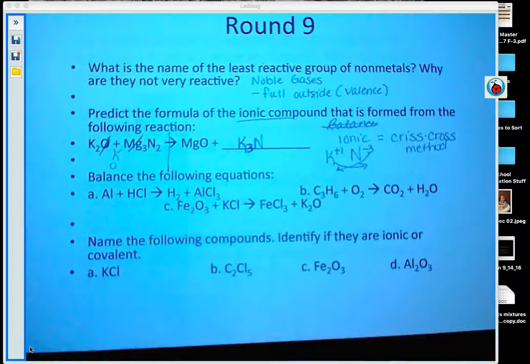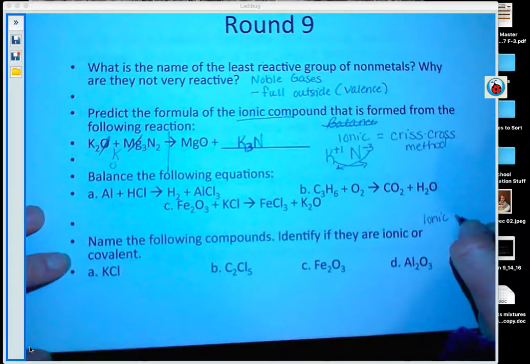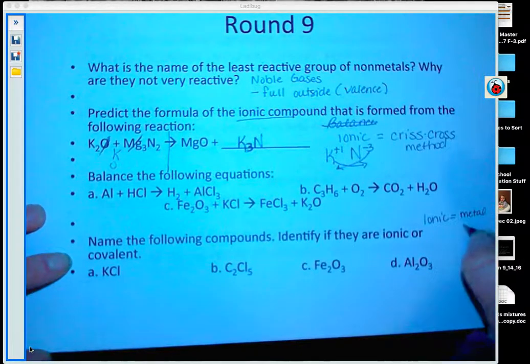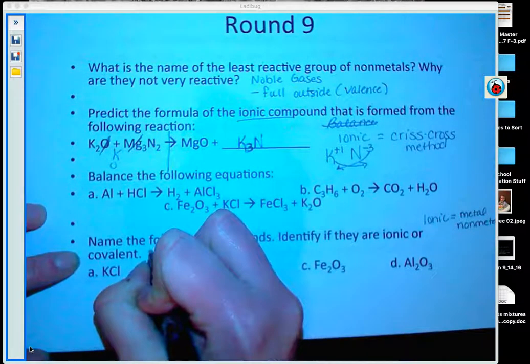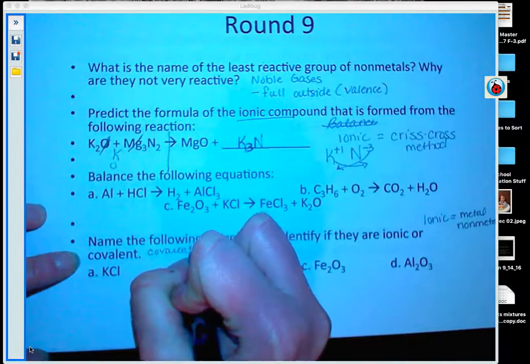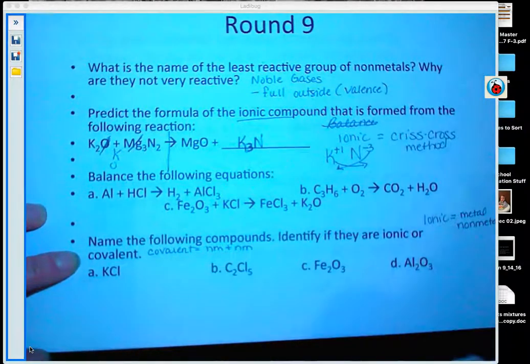At the bottom, it says name the following compounds. Identify if they are ionic or covalent. Don't forget, ionic, and there's another video on that, is a metal, which is going to be your donor, and a non-metal. Okay, covalent, meaning to share. Covalent is non-metal and non-metal, Nm and Nm.